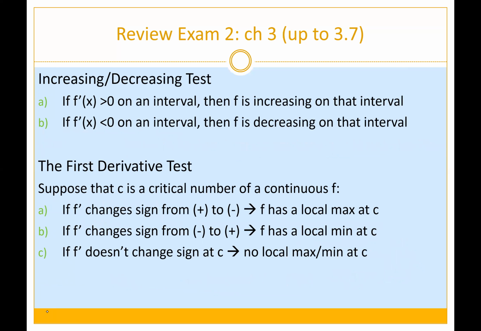Here we have things more related to the properties of a function, how it's increasing and decreasing, and the application of the first derivative. So we have increasing and decreasing tests, which allow us to conclude on whatever intervals f is increasing or decreasing based on the sign of f prime of x. So if f prime of x is positive on an interval, then f is increasing, and the other way around.